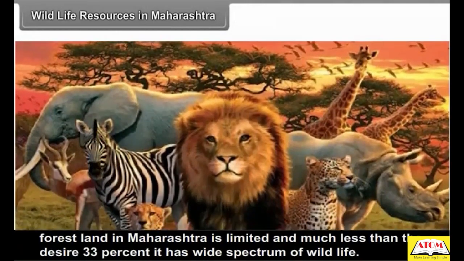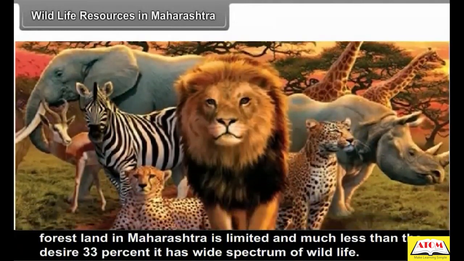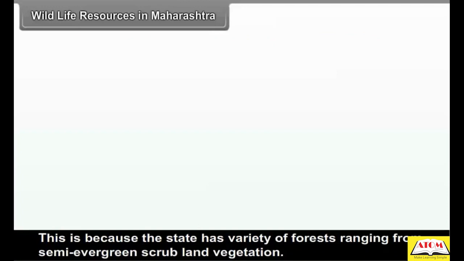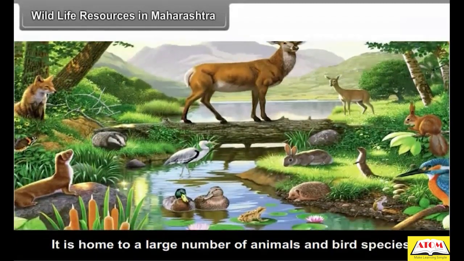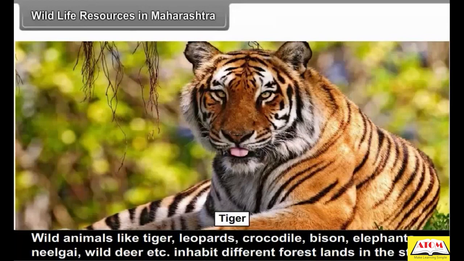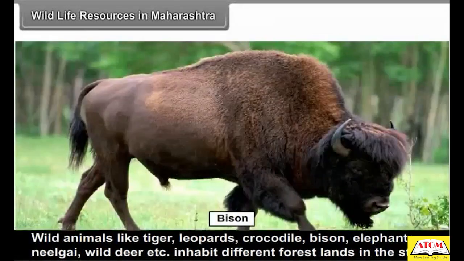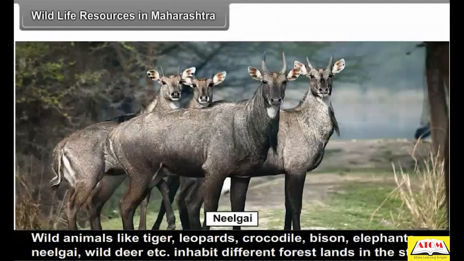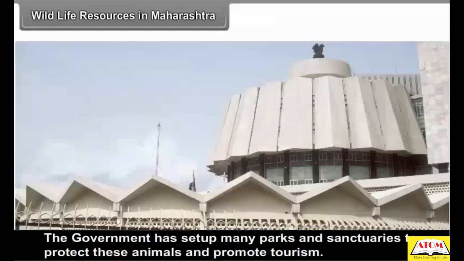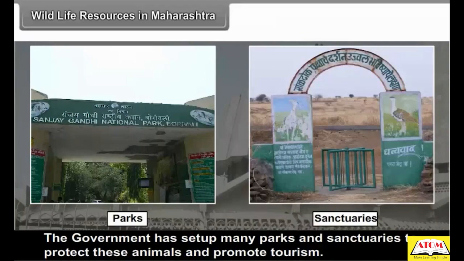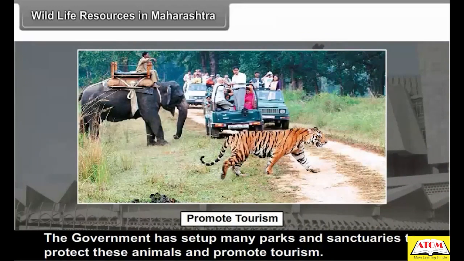Though forest land in Maharashtra is limited and much less than the desired 33%, it has a wide spectrum of wildlife. This is because the state has a variety of forests, ranging from semi-evergreen to scrubland vegetation. It is home to a large number of animal and bird species. Wild animals like tiger, leopards, crocodile, bison, elephants, nilgai, wild deer, etc. inhabit different forest lands in the state. The government has set up many parks and sanctuaries to protect these animals and promote tourism.